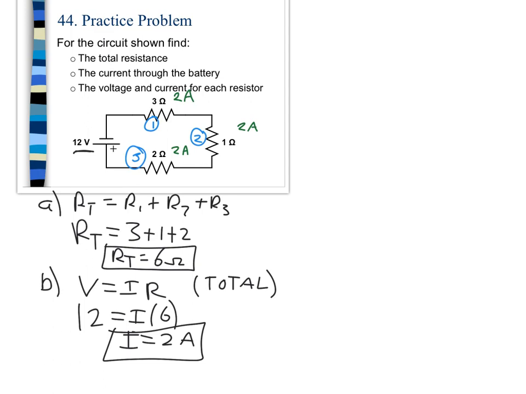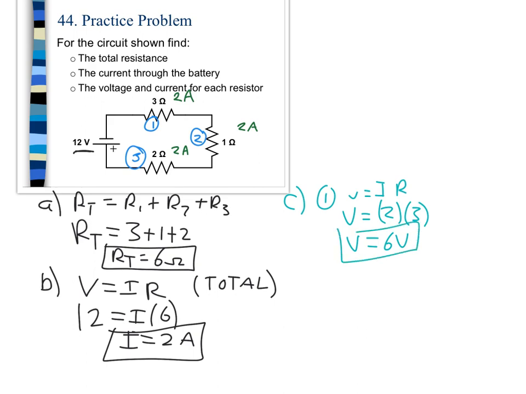For the voltage, I am going to have to do some math here. So I'm going to have to use Ohm's law for each individual resistor here to find the voltage. So for resistor 1, I'll say V equals IR. I don't know the voltage, but my current is 2 amps. The resistance is 3. So this ends up being 6 volts. So I can say the first one is 2 amps and 6 volts.